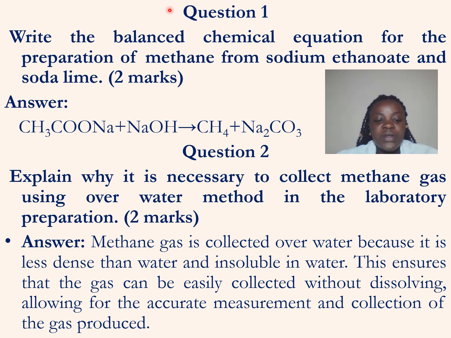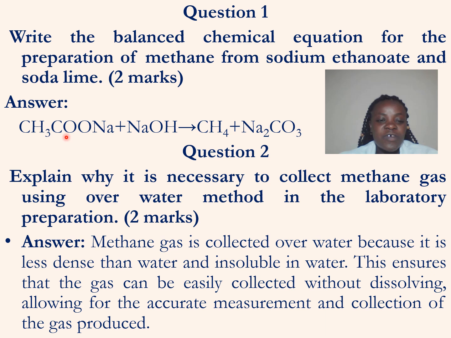So we have a question here. The first question asks, write the balanced chemical equation for the preparation of methane from sodium ethanoate and soda lime. So now when you're told to write the chemical equations, you must know the correct formula. So this is the correct formula of sodium ethanoate.